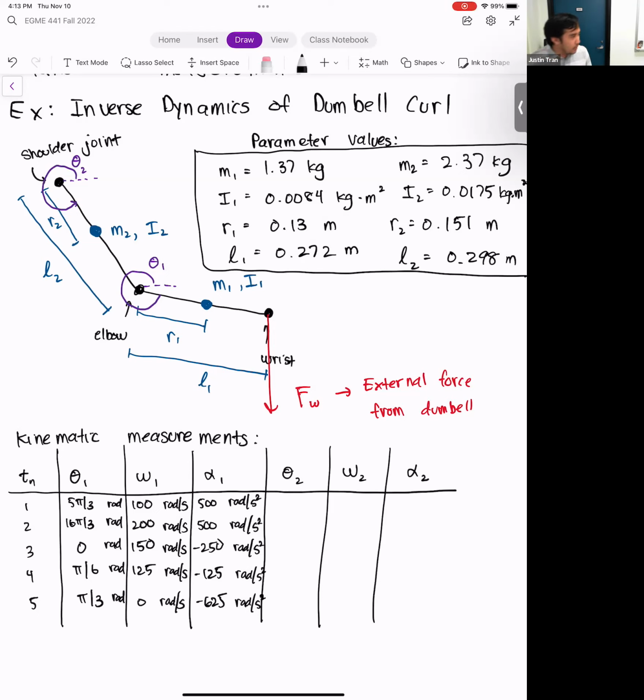All right, and so we're going to assume that this person has pretty good form when they're doing the bicep curls, and so we're going to assume the upper arm stays mostly stationary. So the upper arm, we'll say, is locked at a joint angle of 5 pi over 3. And we're going to assume the upper arm is not going to move. So the angular velocity and angular acceleration for the upper arm are all going to be zeros. Okay.